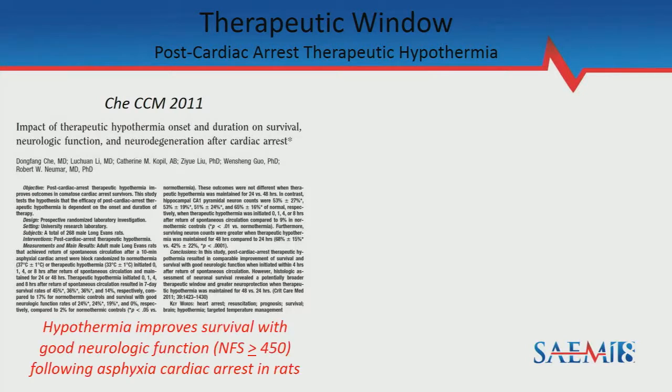So we studied hundreds of animals and did post-arrest hypothermia at various durations and onsets. We started it immediately, or waited an hour, 4 hours, or 8 hours to see if it affected the outcome. And we looked at survival with good neurologic outcome, similar to what you would do in a human, survival with CPC 1 or 2. We had a neurologic function score greater than 450.